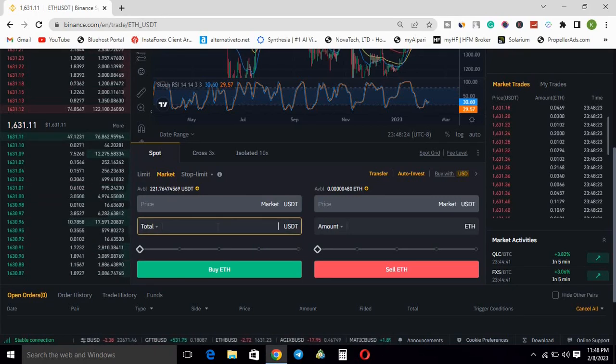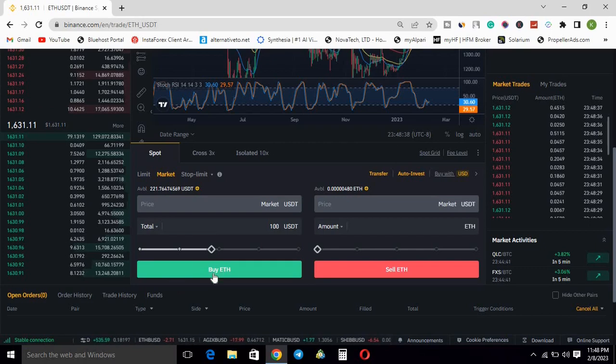So you're going to just come here and put the amount you are willing to invest, and as you can see, this is going to be in USDT, right? So here you can put $100, and after putting $100, then you can go ahead and hit buy.